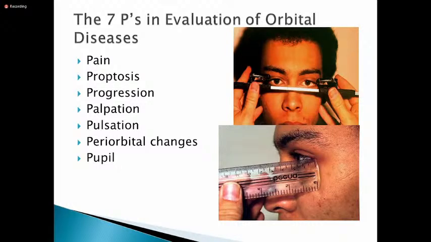Periorbital changes is what you see on inspection, just like you do in surgery. When inspecting a mass, you have to define how big it is, what is the color, is there any color change, is it well defined or poorly defined, is it ulcerated or not ulcerated. If it's ulcerated, how are the margins, are they elevated, is it infected, are there other changes around there, is there telangiectasia?